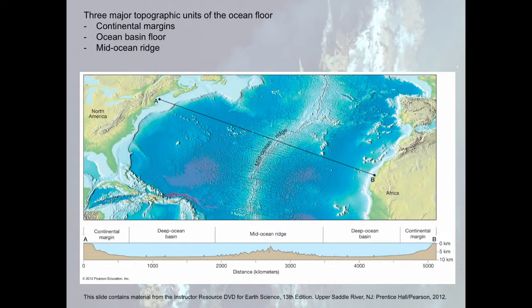The major large-scale ocean basin morphology is fairly consistent in different places around the world. There are three major topographic units on the ocean floor, or geomorphological units. There's the continental margins, that is where the ocean basins intersect the continents. There's the ocean basin floor, and then there are features called mid-ocean ridges.